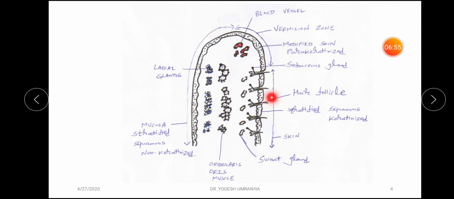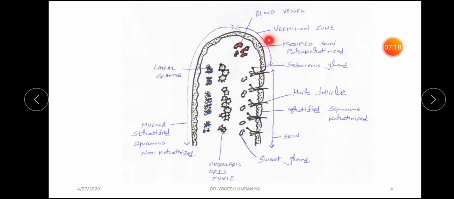So this outer portion is lined by the skin, which has the stratified squamous keratinized type of epithelium. Along with that epithelium you will find the hair follicles as well as the pilosebaceous unit. In that you will find the sebaceous gland, and these are the sweat glands. So this is the outer portion.